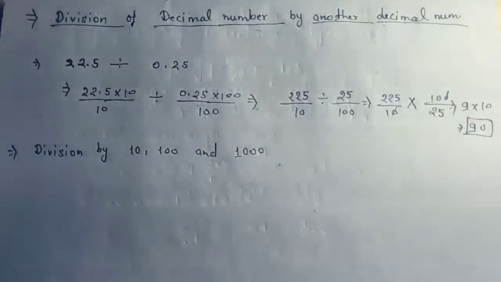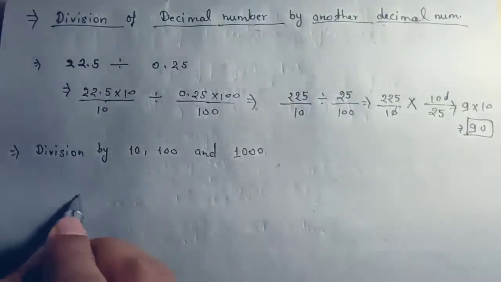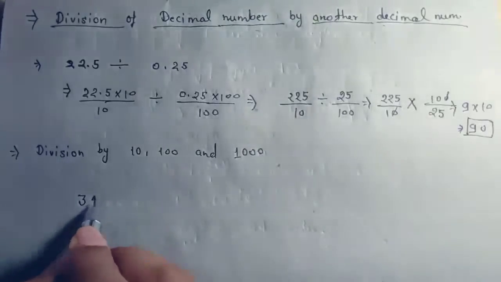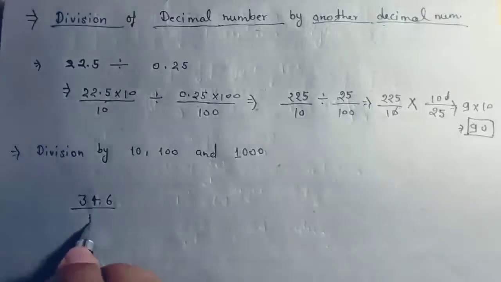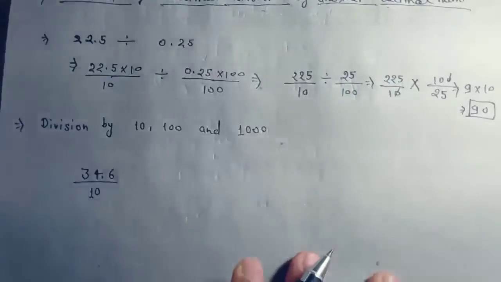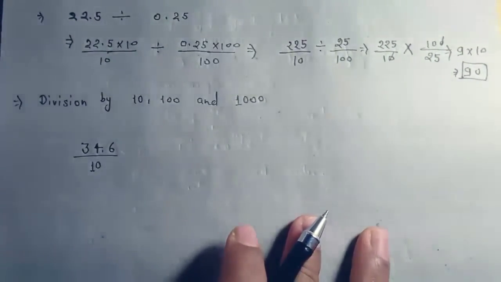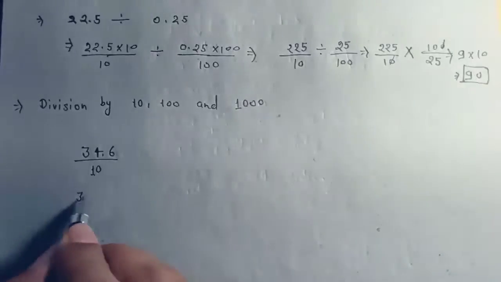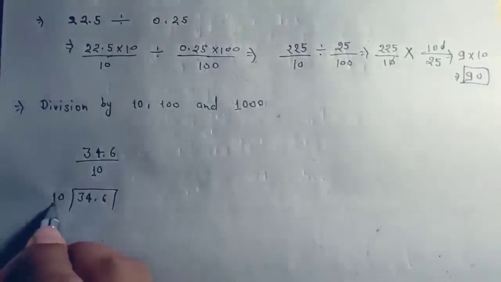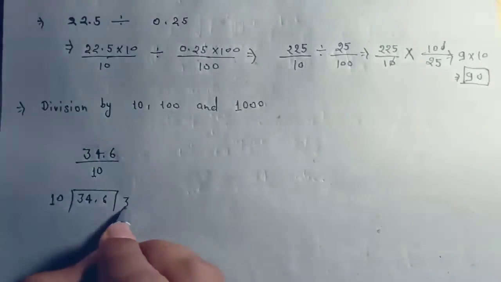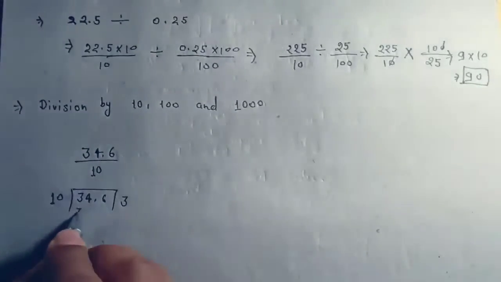And what if we divide the number by 10, by 100 or by 1000? So we have a decimal number 34.6. Now divide this number by 10 and check what your result is. If you divide 34.6 by 10, you will get the following. 10 threes are 30, so here 30.